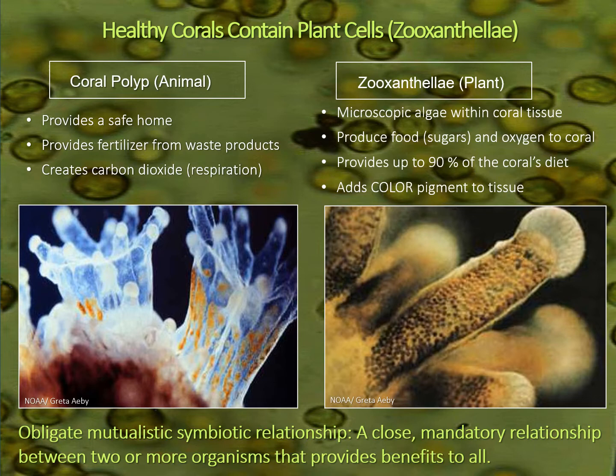Zooxanthellae do what all plants do, photosynthesize. By harvesting energy from the sun and waste products from the coral, zooxanthellae provide glucose, glycerol, amino acids, and oxygen back to the coral. Importantly, plant cells can provide up to 90% of the coral's diet. The presence of zooxanthellae in a healthy coral is indicated by the coral's color. The deeper the color, the more zooxanthellae live within the coral tissue.